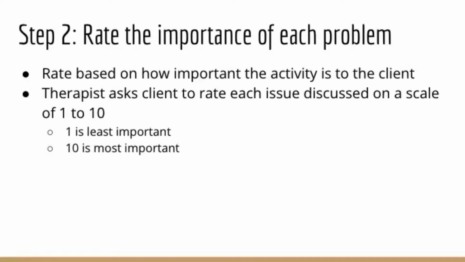In Step 2 of COPM, the client is asked to rate how important each task is for them to be able to do. Each task is rated on a scale of 1 to 10, with 1 being the least important and 10 being the most important. This allows the therapist to create goals based on what the client perceives to be the most important activities to them.